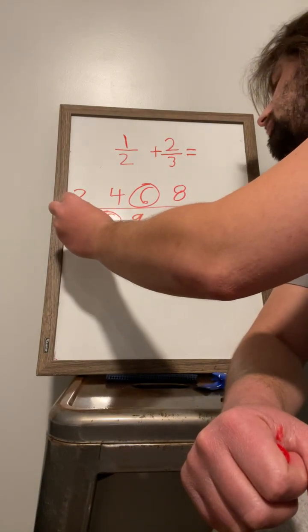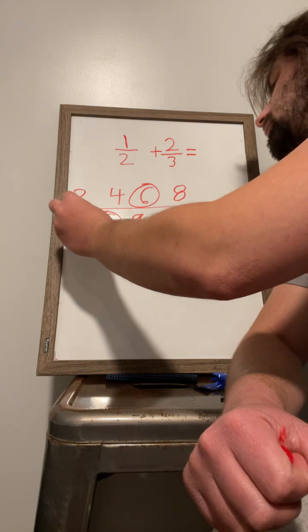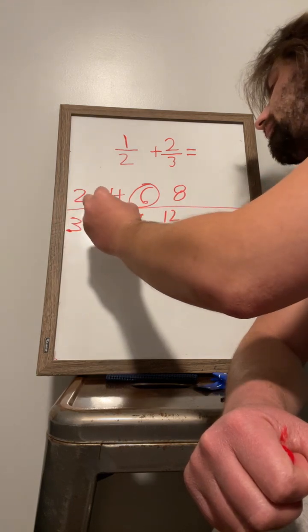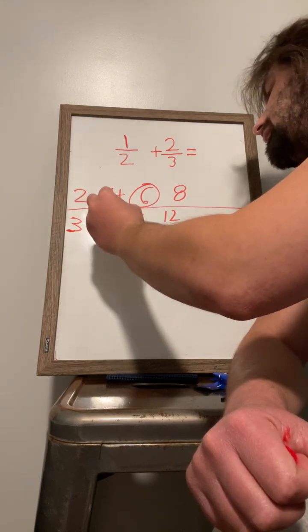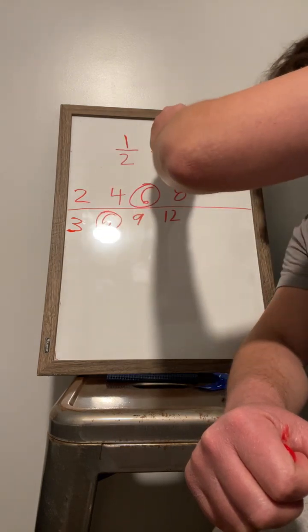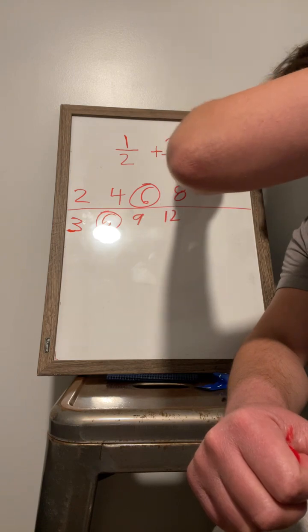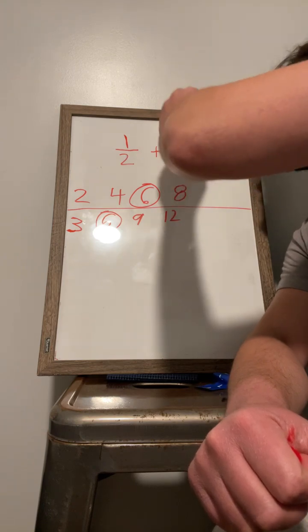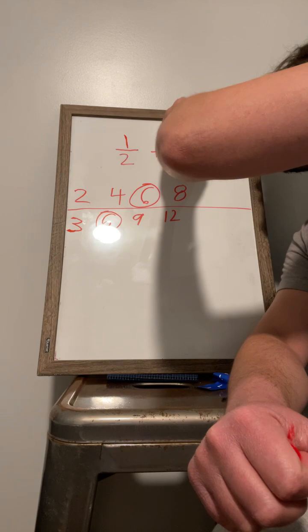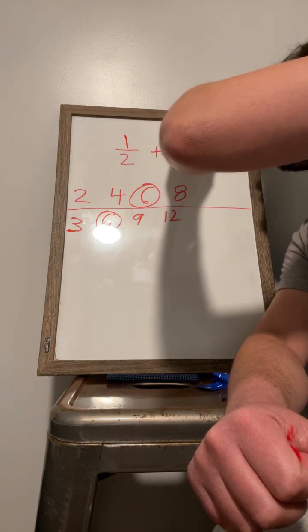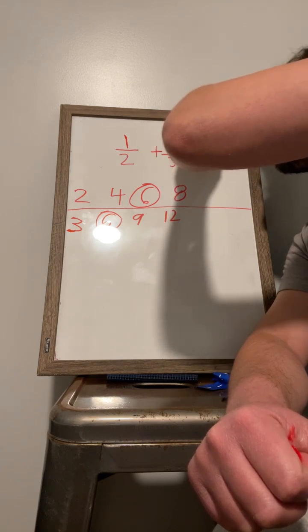Now to get to 6, what I did was I counted, to get from 3 to 6, I counted by 3s. I had to count by 3s twice to get to 6. So I can convert 2/3 into 6 by multiplying 3 times 2. 3 times 2 equals 6, and then what I do to the bottom, I've got to do to the top. 2 times 2 equals 4.